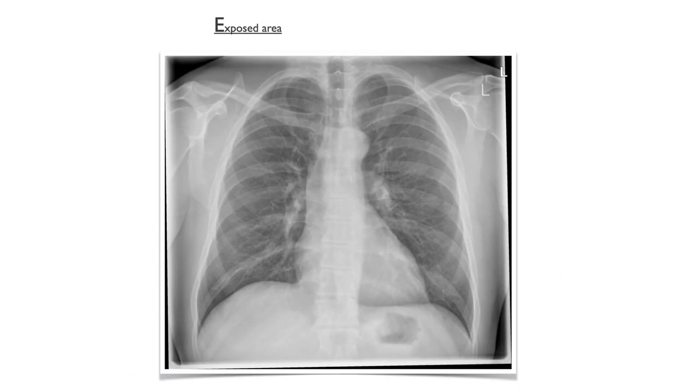Exposed area. You must be able to see all of the lung zones on the radiograph. If you cannot see them, you will not be able to make a reliable diagnosis. The next step is to assess rotation.